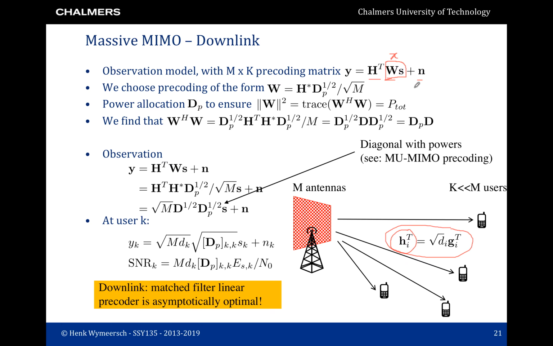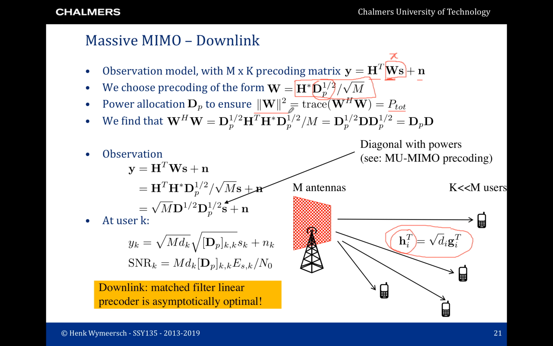We know from the multi-user MIMO slides that in general a good precoder is to do the pseudo-inverse of the channel. So here we will do something similar. We will choose a precoder of the following form. It will be the complex conjugate of the channel times a diagonal matrix which contains the square roots of the powers that we will use for each of the users, and a scaling with the square root of M. This diagonal matrix here is to ensure that we meet a total power constraint, that we don't send with too much power.